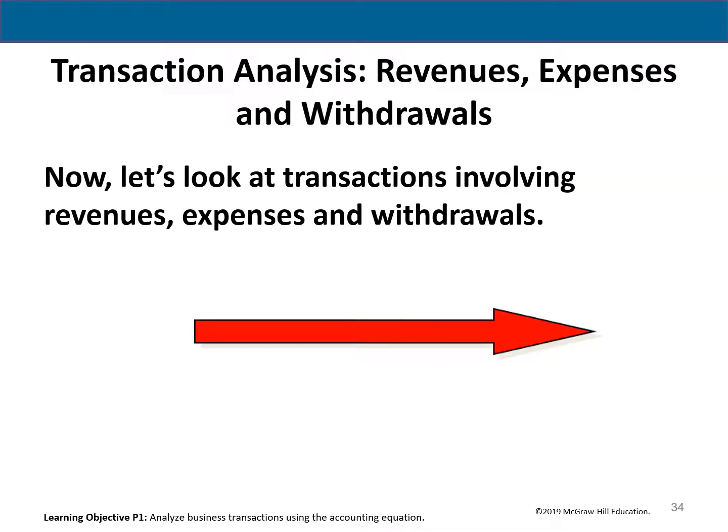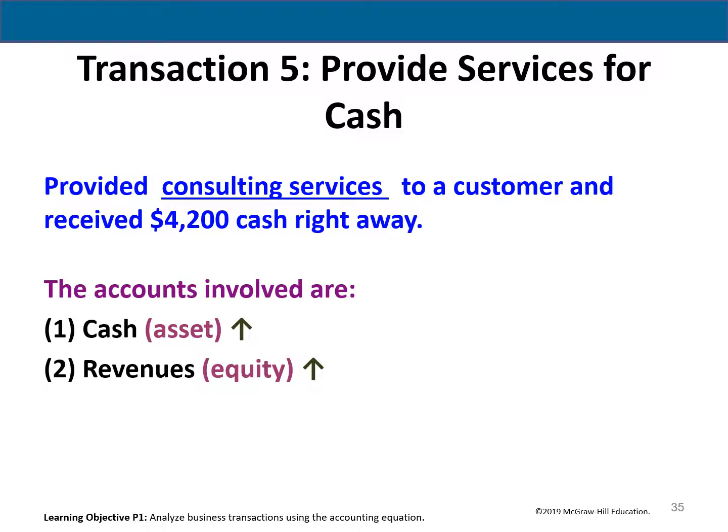Now, let's look at transactions involving the rest of those equity items, revenues, expenses, and withdrawals. So those first sets really just focused on purchasing assets with cash, purchasing assets on account, and the owner investing money. Now, when the company provides consulting services, remember what I said, sole proprietorship, going to be providing services to a customer and received $4,200 cash right away. So the day they did the service, they got the cash.